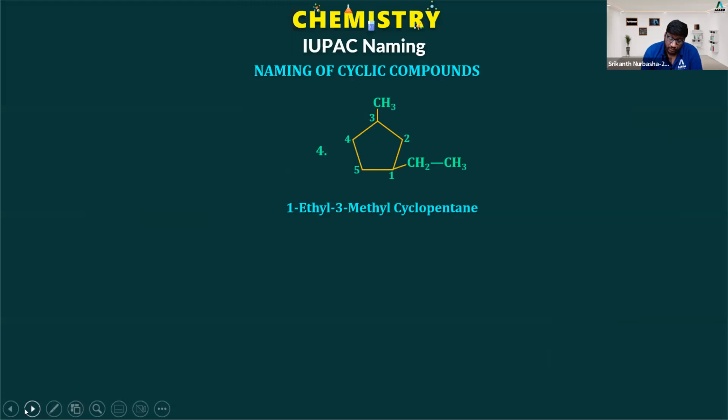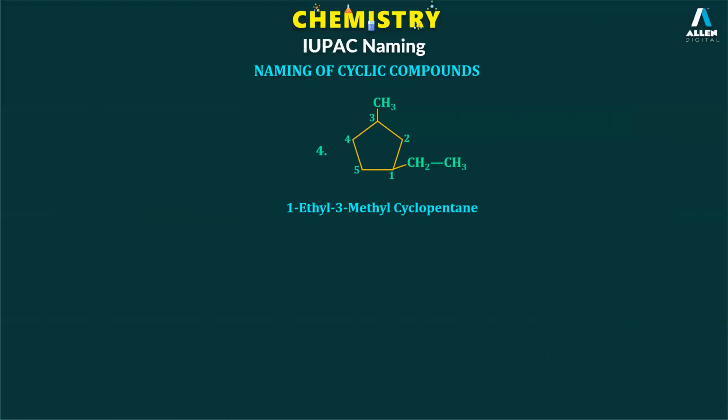Name this compound. Look at this carefully. 1, 2, 3, 4, 5. We have started from 1. So 1 ethyl, 2, 3, third methyl. Yes or no? Ethyl and methyl. So which comes first? E comes first. So 1 ethyl, 3 methyl, cyclopentane. That is going to be the correct name.